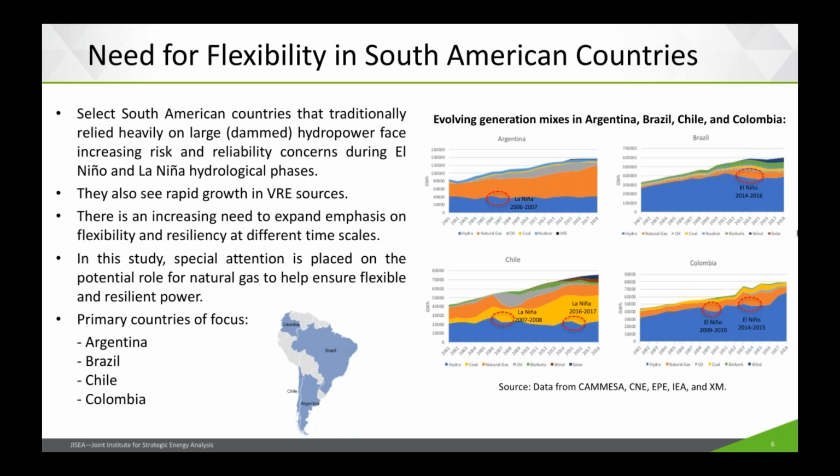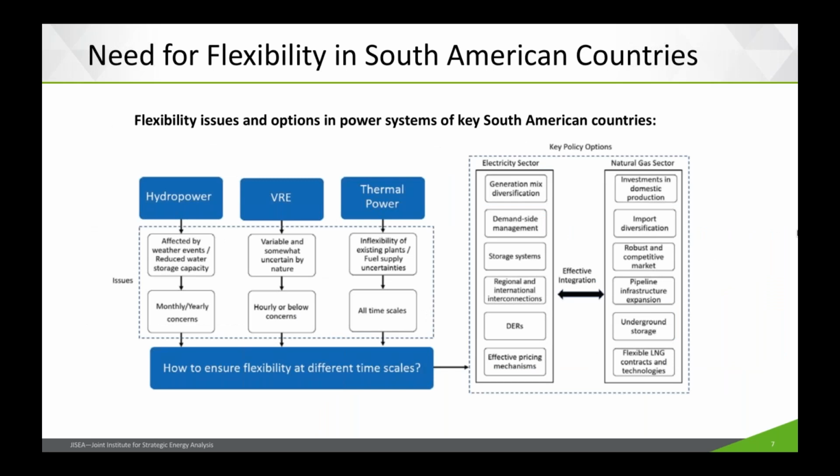So with that, we're going to move to the next slide and look at the framework that we used for thinking about flexibility needs in South American countries. And so there are hydropower, renewable, and thermal power generation options. Each one of them has issues associated with it. And then within the electricity sector and the natural gas sector, there are a whole bunch of different policy options that are available to decision makers to improve flexibility and think about sustainability and reliability and resiliency. So that's, in a nutshell, the kind of approach that we took to thinking about flexibility for each one of these countries.